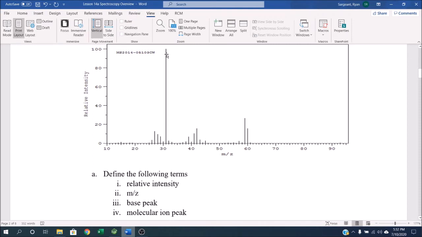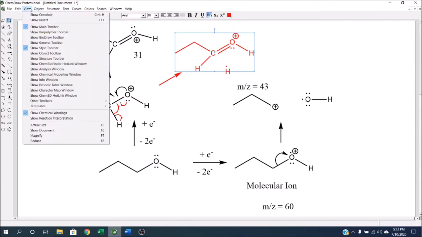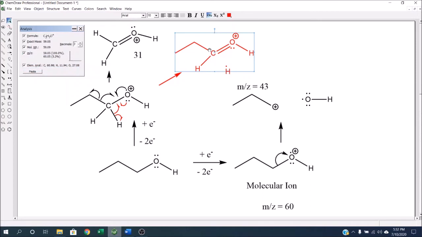The second most probable pathway is the next highest peak at 59. And this compound right here would have a molar mass of 59. So we want that analysis window again. The analysis window does the math for us and tells us that the molecular weight of this fragment is 59.09, which is close enough to 59 that that's what we're going to call it. So I'm going to go ahead and finish up with the labeling.